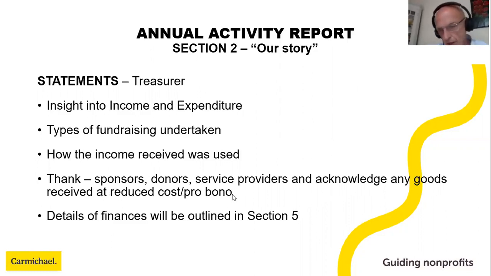And a lot of people nowadays seem to undertake a lot of pro bono work for various charities and organisations, because they feel they have to make a contribution to their community. Again, the finances will be outlined in section 5, and we can have a discussion on that.